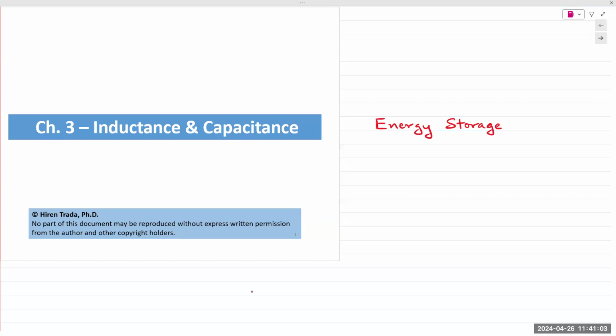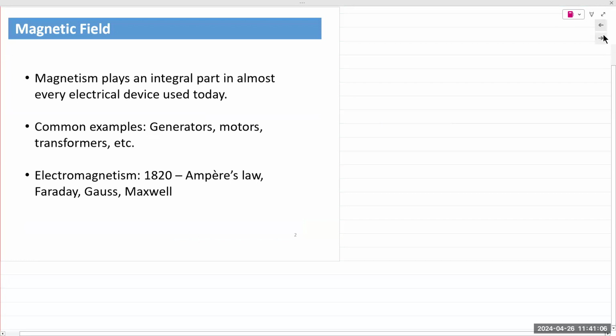Okay, so let's begin with an inductor. I said an inductor stores energy in the form of a magnetic field, or associated with the magnetic field. So let's look at what a magnetic field is and how it will store that energy. So a magnetic field is associated with the phenomenon known as magnetism, right? Magnetism plays a very important role in every electronic device and every electric circuit we work with today.